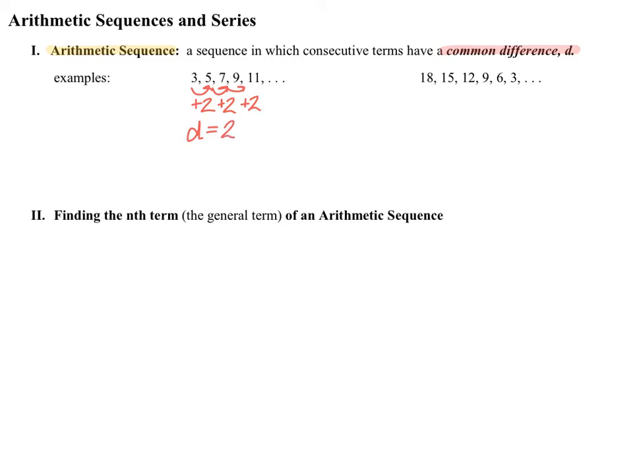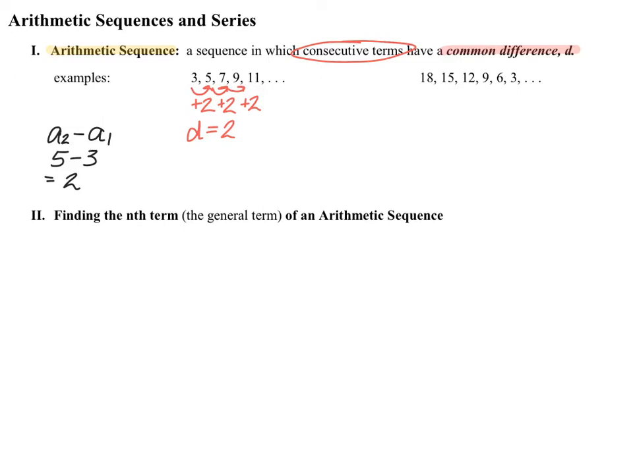Now let's go back to this definition: a sequence in which consecutive terms have a common difference. So consecutive means we're looking at 2 terms that are right next to one another in the sequence. So for example, if I were to take the second term, which would be denoted a sub 2, and subtract the first term, a sub 1. In this example, the second term is 5, minus the first term, which is 3, and you see you get the common difference of 2. So we're subtracting 2 terms that are right next to one another.